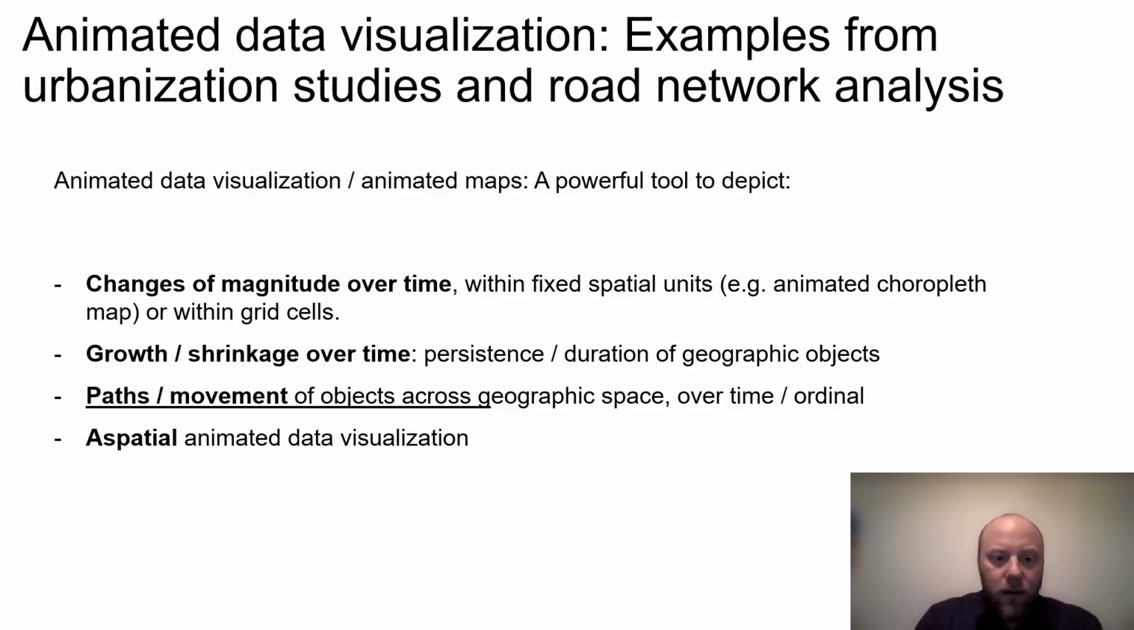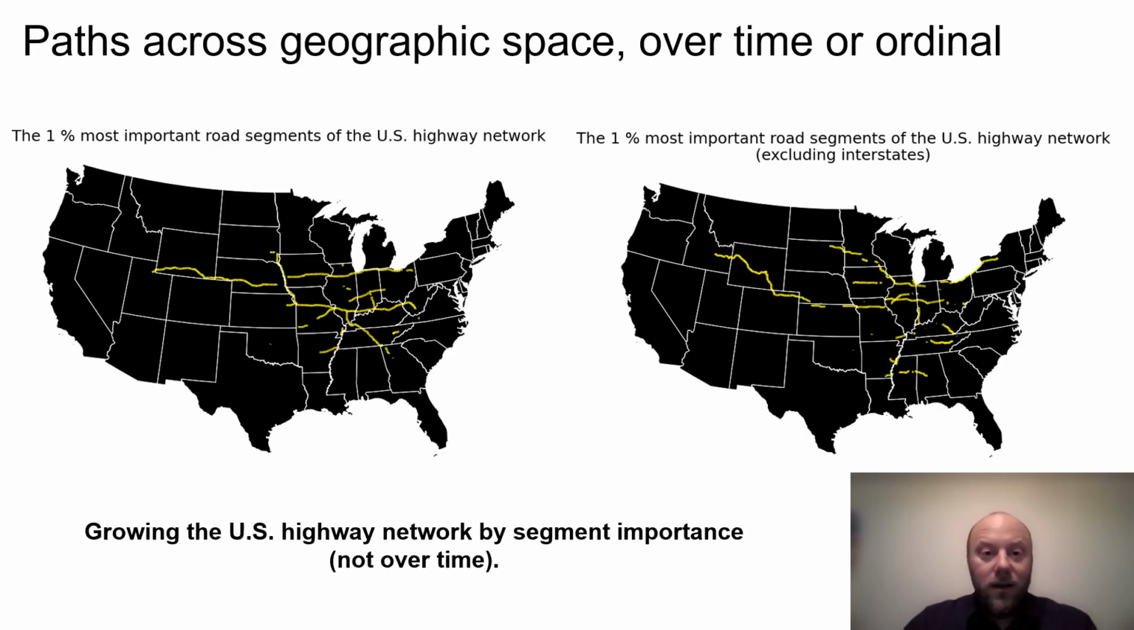Okay, path movement. I don't really have data that fits this topic, but what I want to point out here is that animated data visualization does not always have to have a temporal component. It can also have an ordinal component. And what do I mean by that?